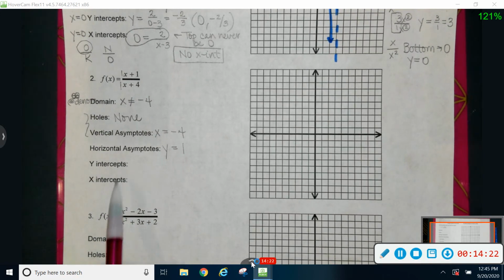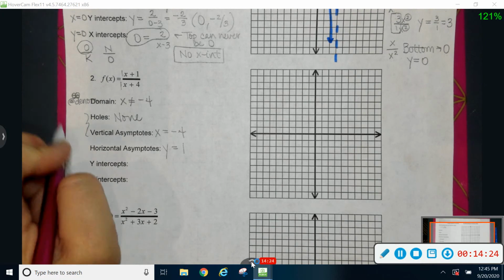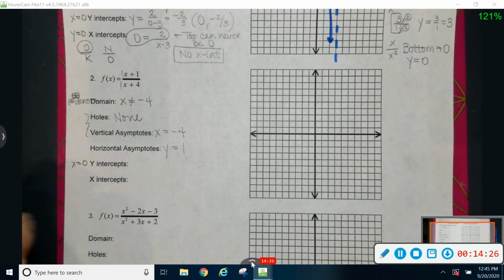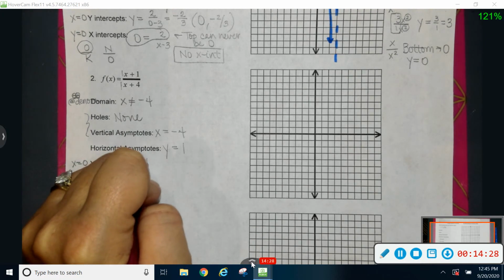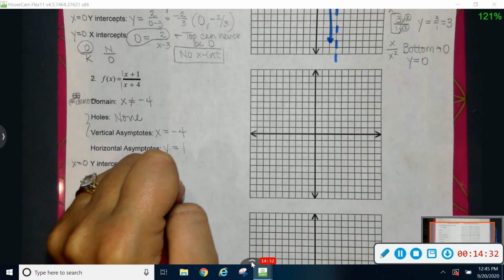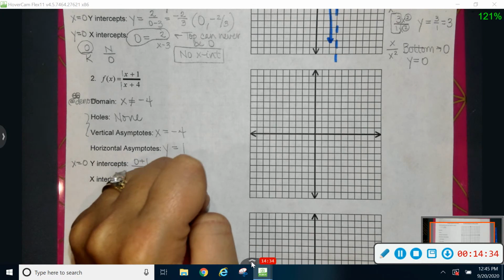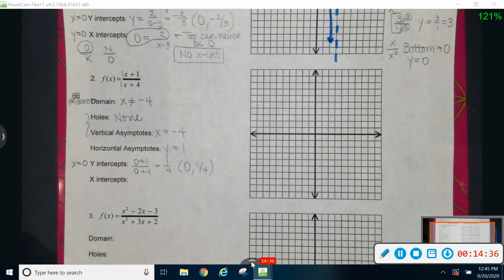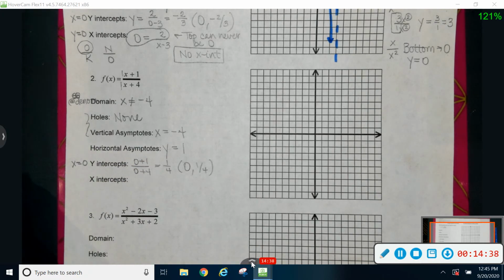Next we have y-intercepts, x-intercepts. Remember, the y-intercept is the value of y when x is 0. So that means I put in 0 for x on the top, I put in 0 for x on the bottom, and it looks like we get 1/4. Again, our y-intercept will be an ordered pair, so we'll turn it into (0, 1/4).